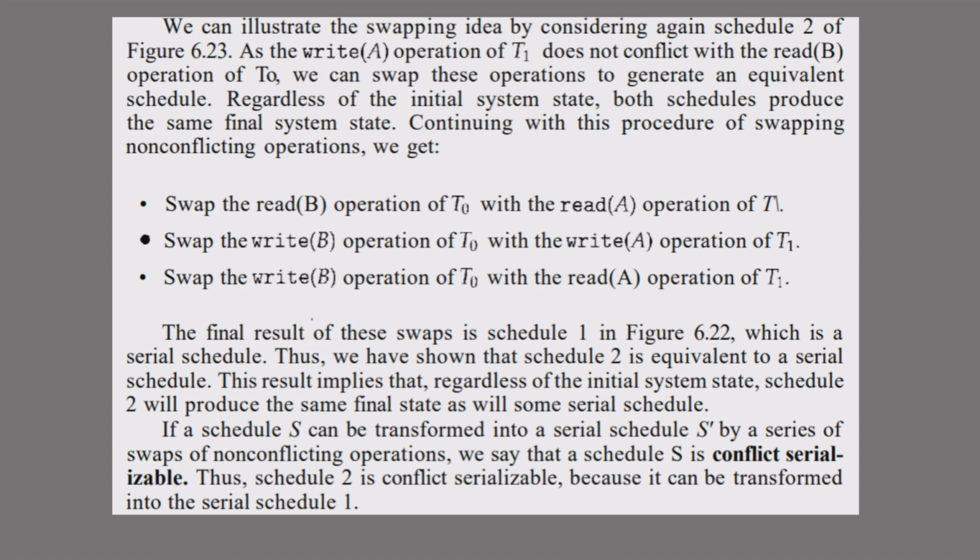We can illustrate the swapping idea by considering again schedule 2 of figure 6.23. As the write operation of T1 does not conflict with the read B operation of T0, we can swap these operations to generate an equivalent schedule regardless of the initial system state. Both schedules produce the same final system state. Continuing with this procedure of swapping non-conflicting operations, we swap the read B operation of T0 with the read A operation of T1. Swap the write B operation of T0 with the write A operation of T1. Swap the write B operation of T0 with the read A operation of T1.